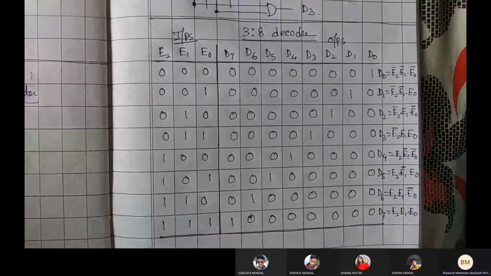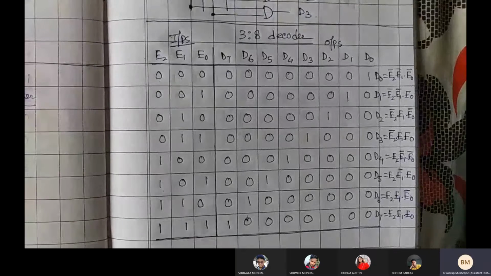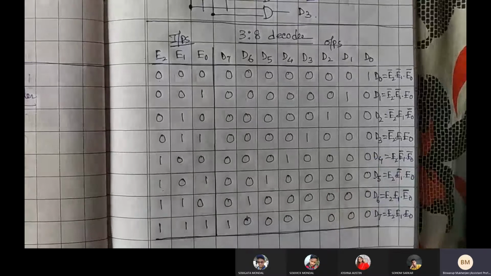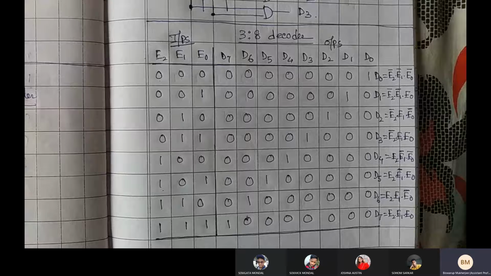Yes, we have, sir. Fine. It's very simple. So accordingly, you can find all those expressions and you can draw the circuit also. I'm not going to draw this one. Similarly, you can also make a 4:16 decoder. You can make it on your own.